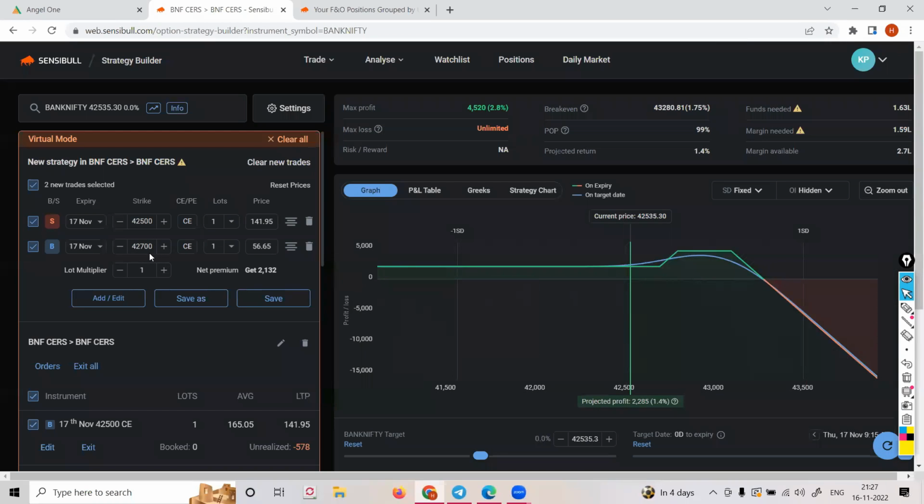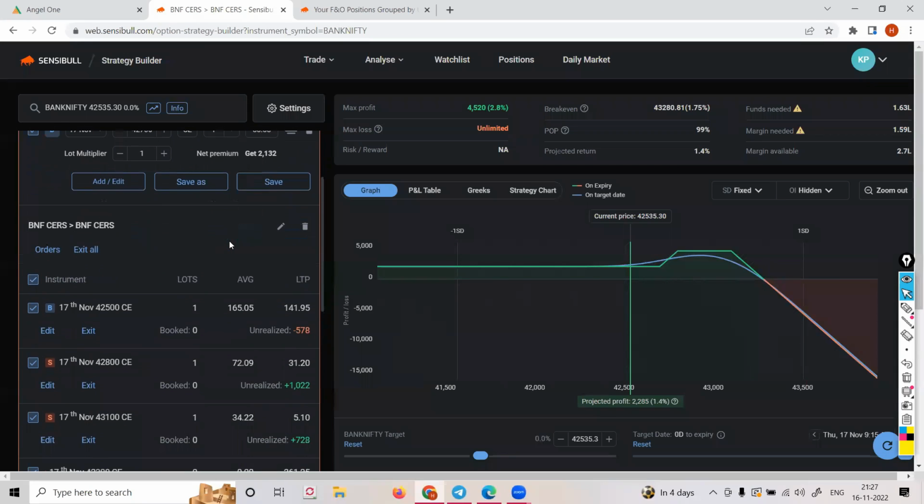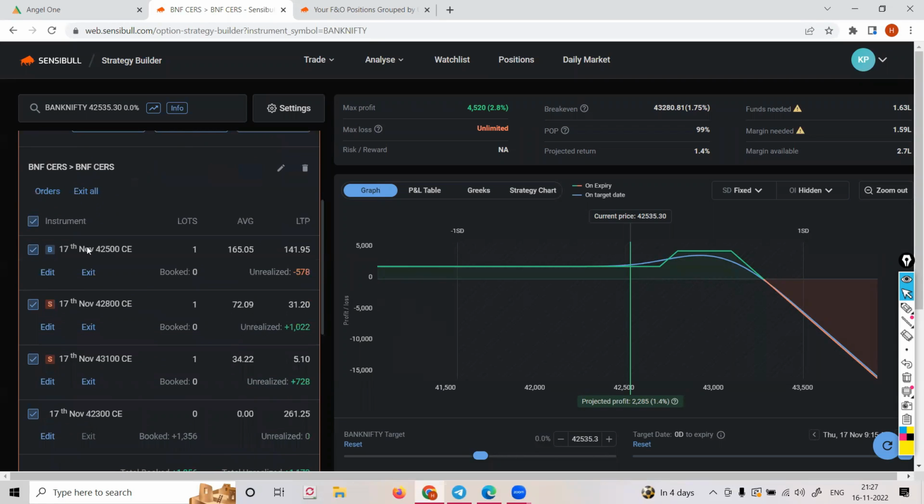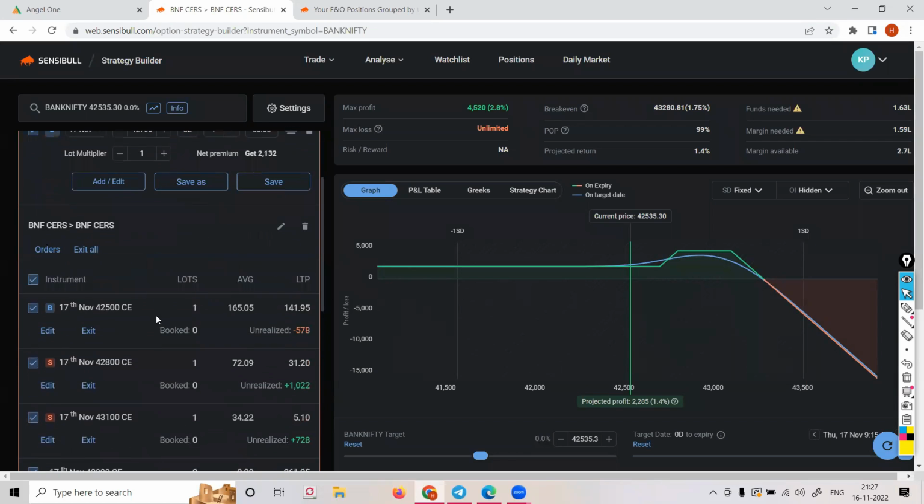Now, if someone asks, what will happen, guys, if I go to 42,800? What will happen if I go to 42,800? I'll show you all my legs here, right? This is my current leg. And what will happen if I go for 42,800? Can someone please tell me? These are my legs, original legs. That's it. Because we already have 42,800.